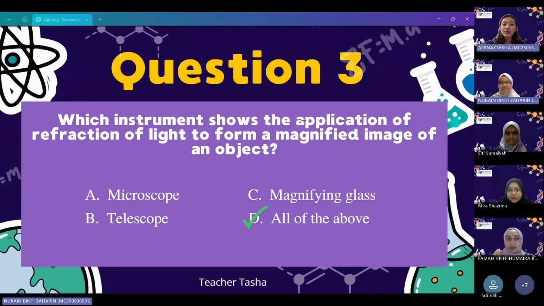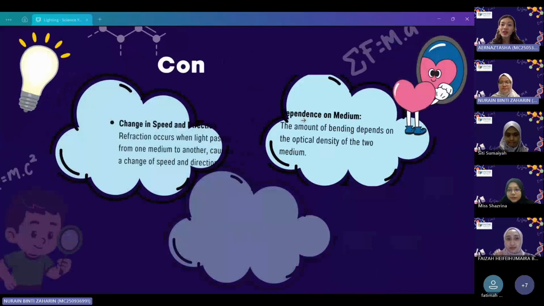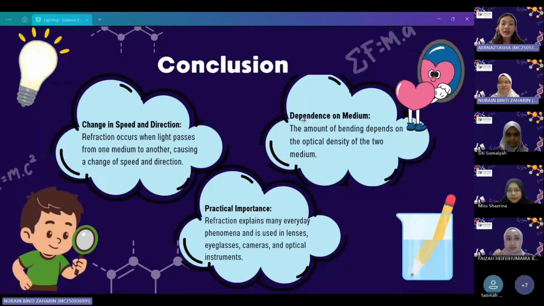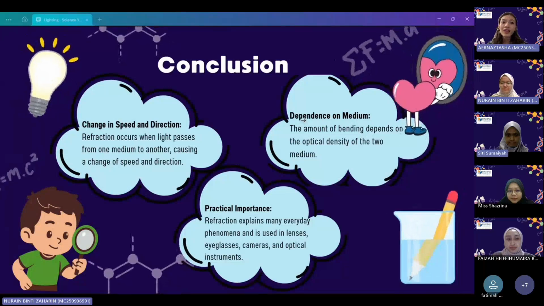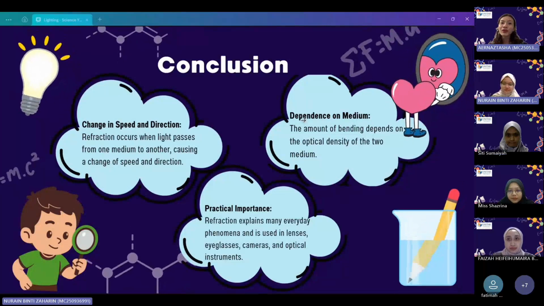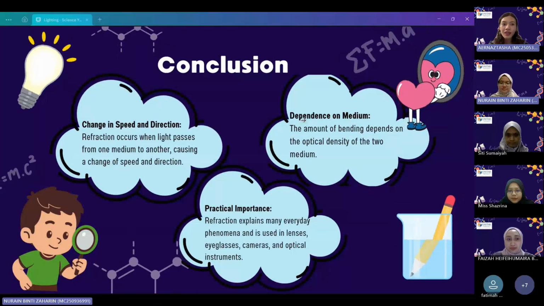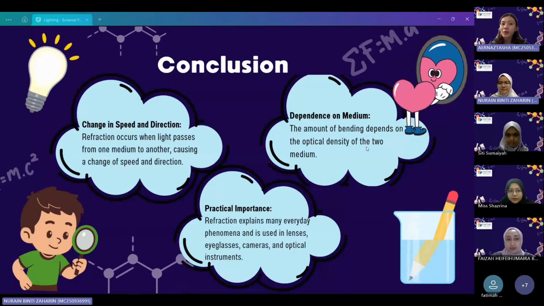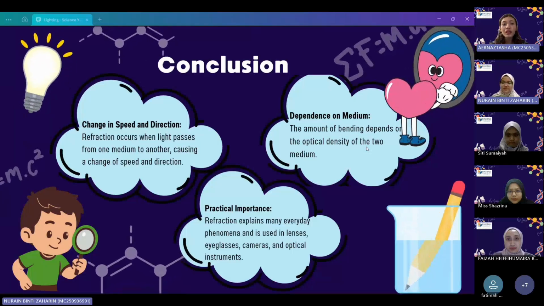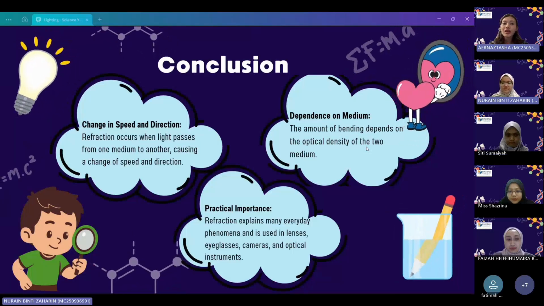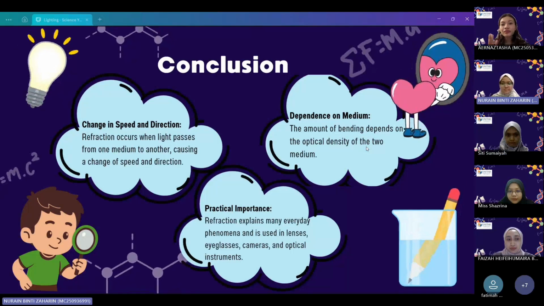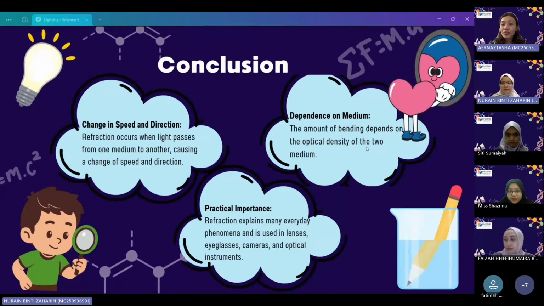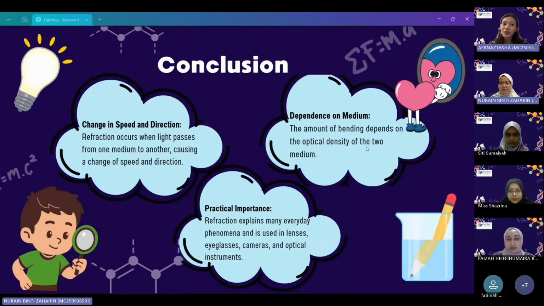I guess it's almost the end of our class. So today, we learned that refraction of light occurs when light passes from one medium to another, causing a change of speed and direction. Refraction explains many everyday phenomena and is used in lenses, eyeglasses, cameras, and even optical instruments. The amount of bending depends on the optical density of the two mediums.